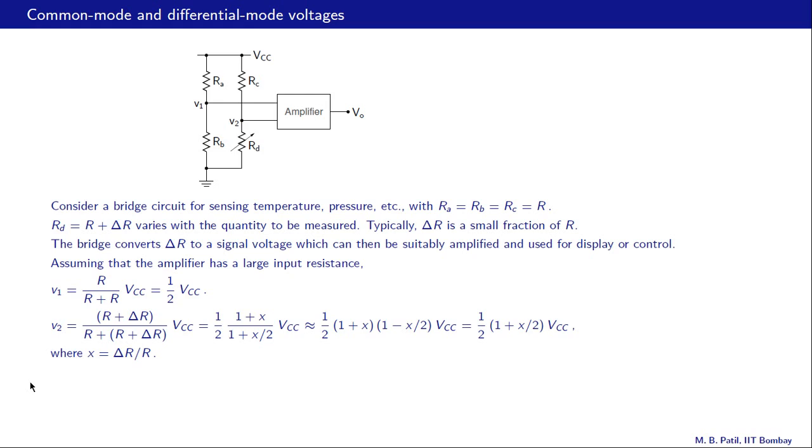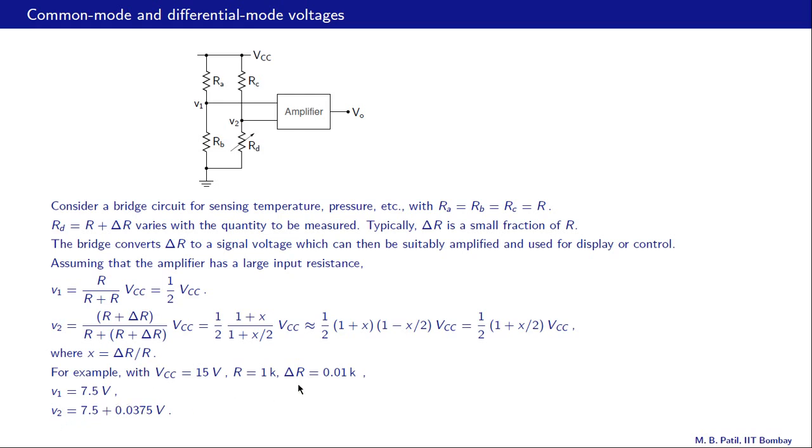Let us take an example. Say our VCC is 15 volts, R is 1K, so that means all of these resistances RA, RB, RC are 1K each. Delta R is 0.01 K, that means RD is R plus delta R, so 1K plus 0.01 K, that is 1.01 K. And now let us see what V1 and V2 are. V1 is VCC by 2, so that is 15 by 2 or 7.5 volts.